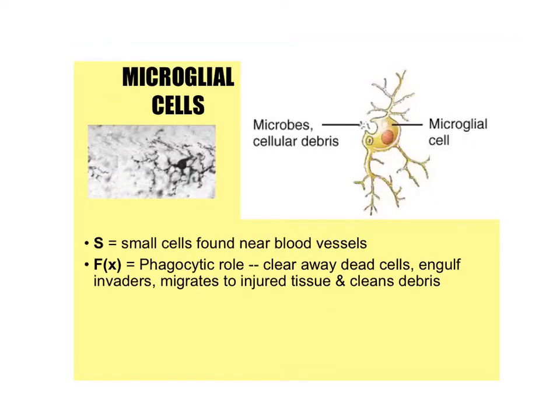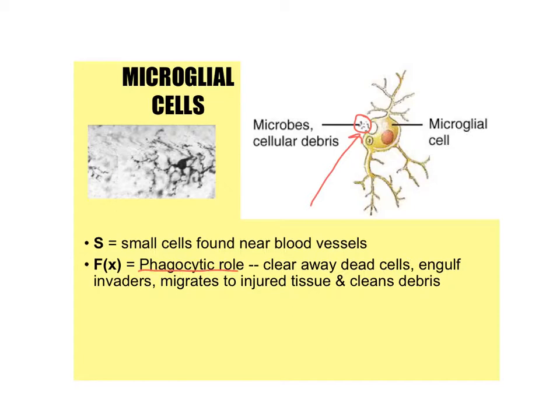Microglial cells, or the microglia. Small cells found near the blood vessels. They play a phagocytic role, which means they like to eat stuff, like this guy right here. He's going to eat some sort of cellular debris. So he's like another cleaning crew. So you're probably saying, hey, that's kind of like the astrocyte.